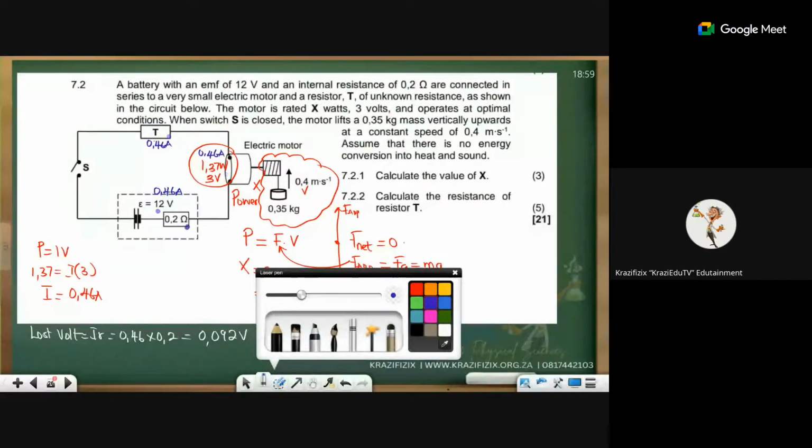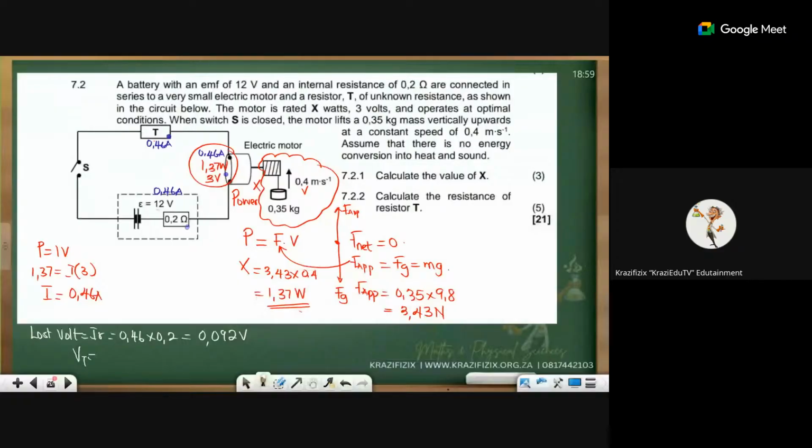So can I then say the voltage in the VT will be what? 12 minus the one in the internal, minus 3 volts. Does that make sense? Because everything should give me what? 12. Give me an answer. Sorry? 10,538 volts.